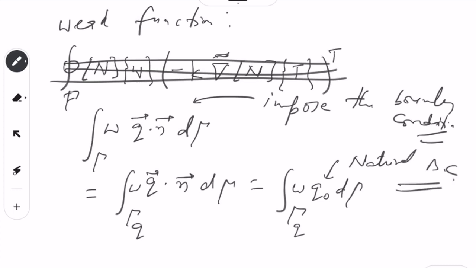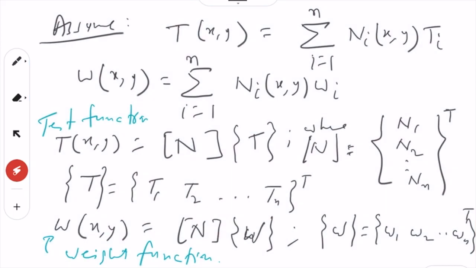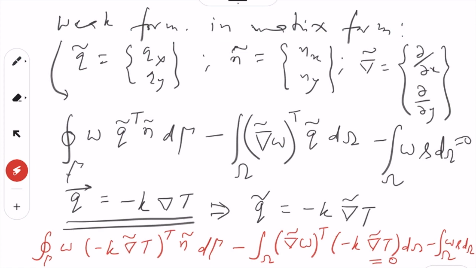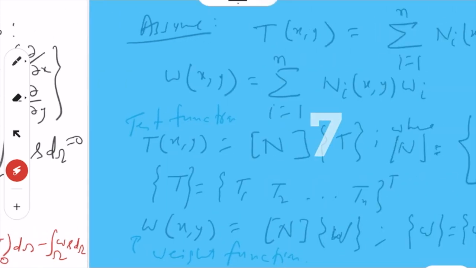So we have taken care of the first part of the weak formulation. Meaning that this value will be given at some points where w will not be equal to 0. For other points, w will be given.